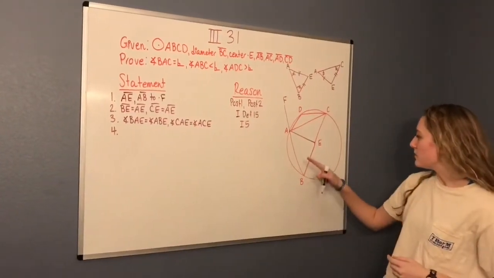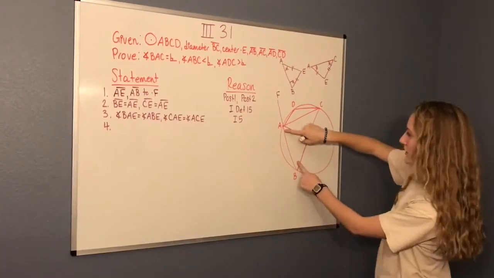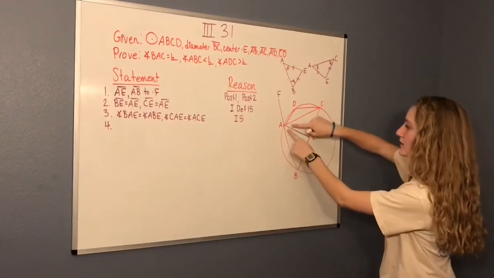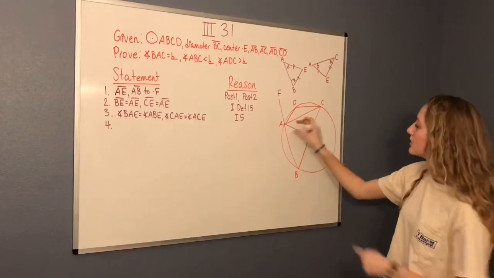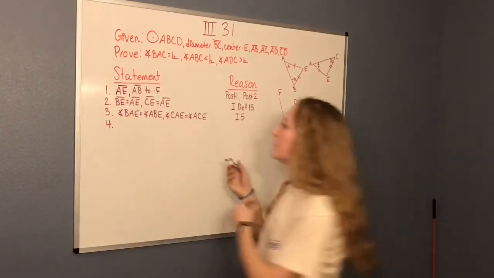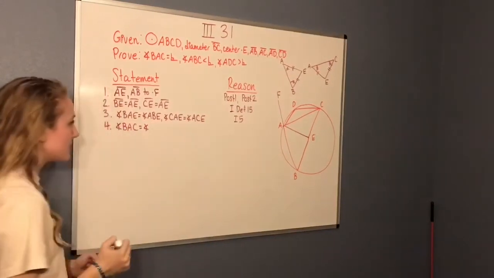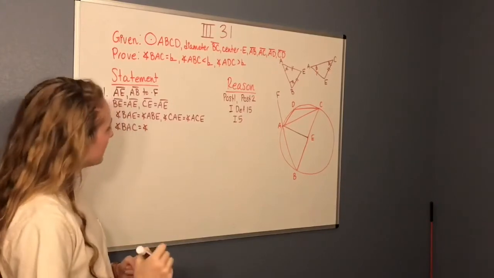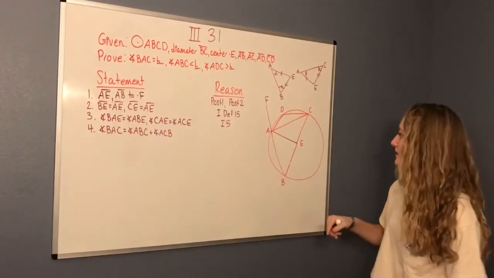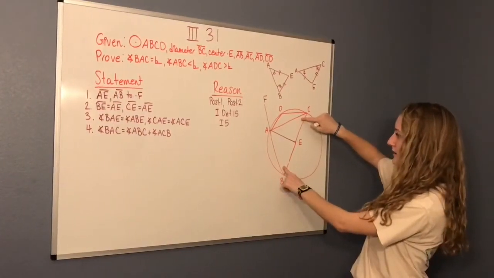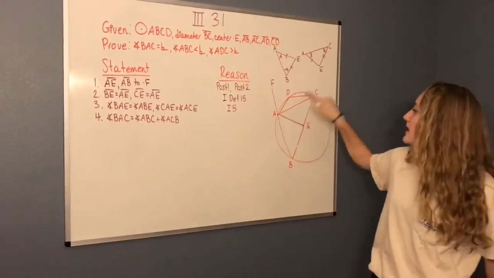So since angle BAE equals ABE, these two are equal, and these two angles are equal. So these two angles right here are what make up angle BAC. And since they're equal to these angles, that means that angle BAC is equal to angles ABC and ACB. The reason for that one is common notion 2, because since these two angles are equal, and they also equal these two angles, when you add these together, you get this full angle, which is BAC.